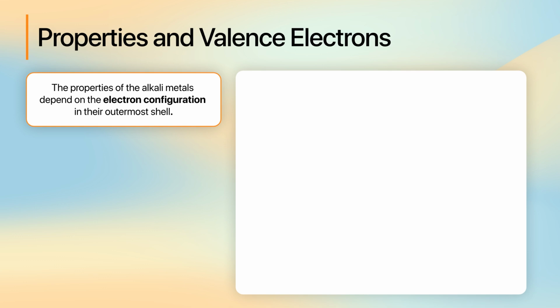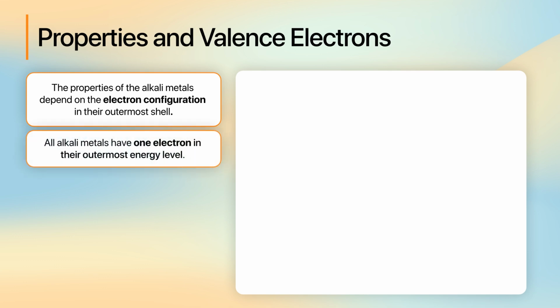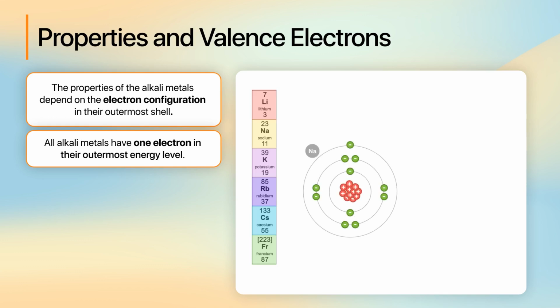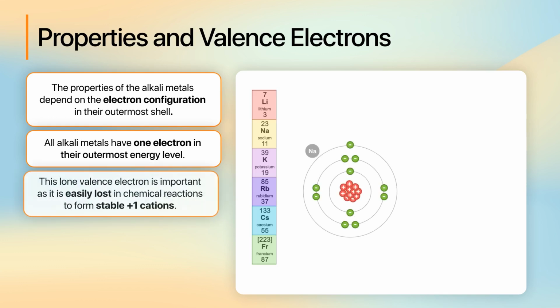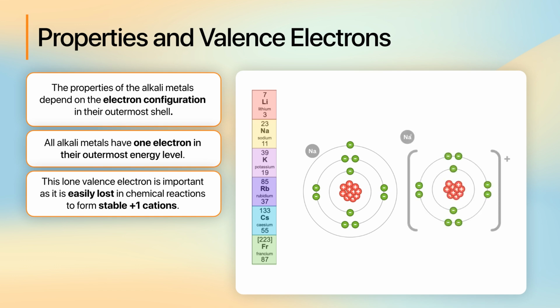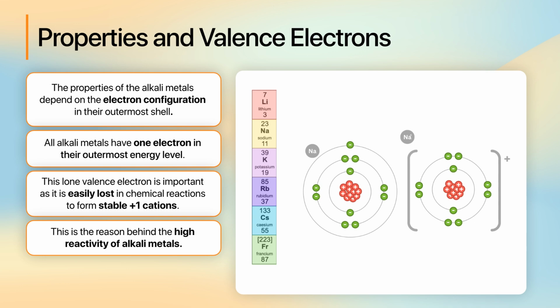down the group. All alkali metals, which include lithium, sodium, potassium, rubidium, caesium, and francium, have one electron in their outermost energy level. This lone valence electron is important because it is easily lost in chemical reactions, allowing these metals to form stable +1 cations, which are positively charged ions. The ease with which this electron is lost accounts for the high reactivity of alkali metals.